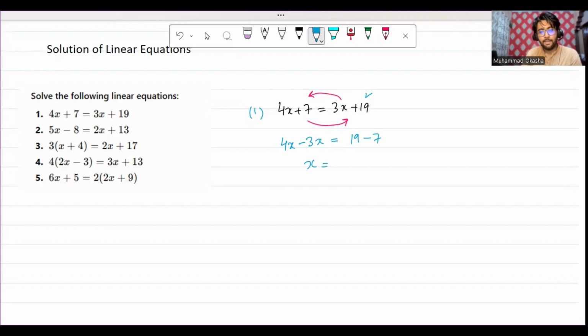4x minus 3x is just x. 19 minus 7 is 12. And that is my answer.